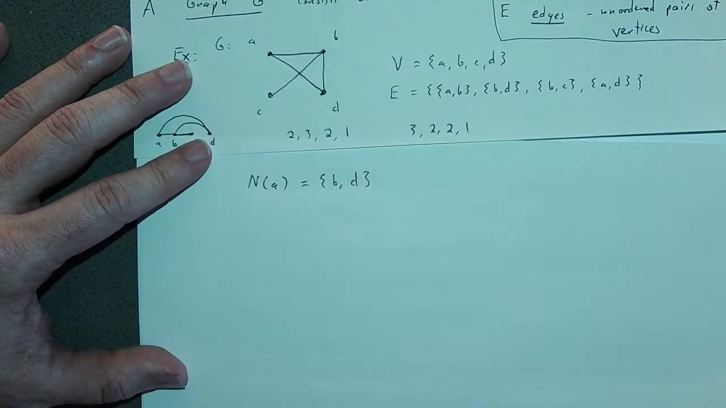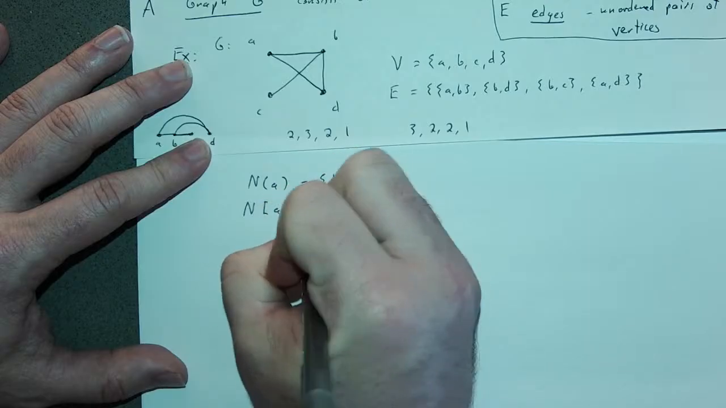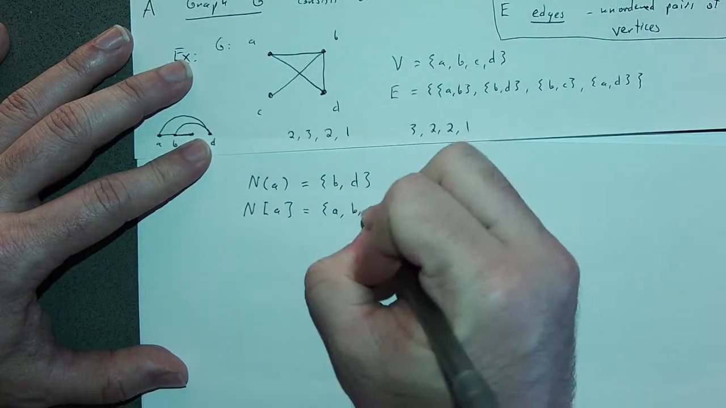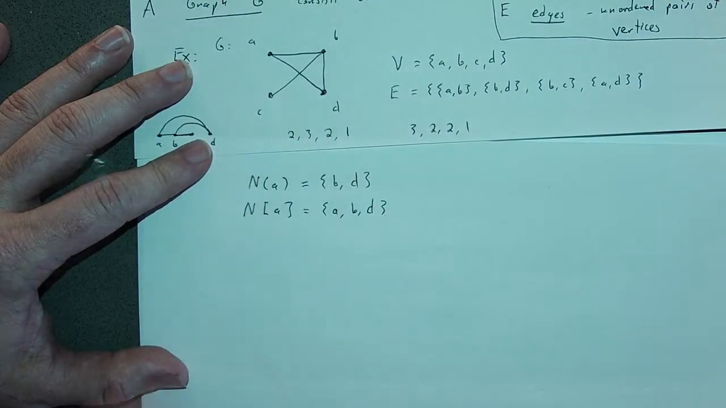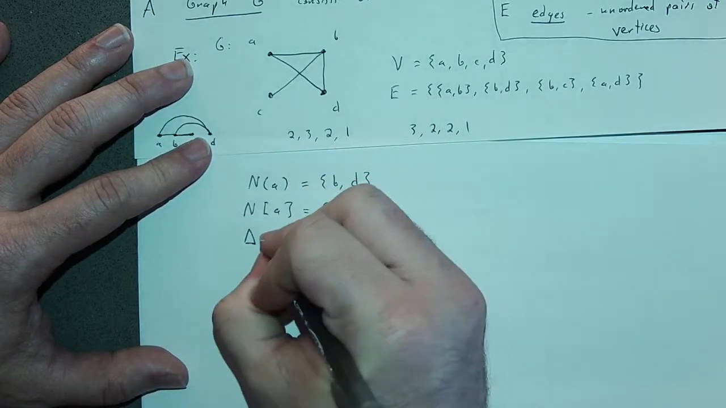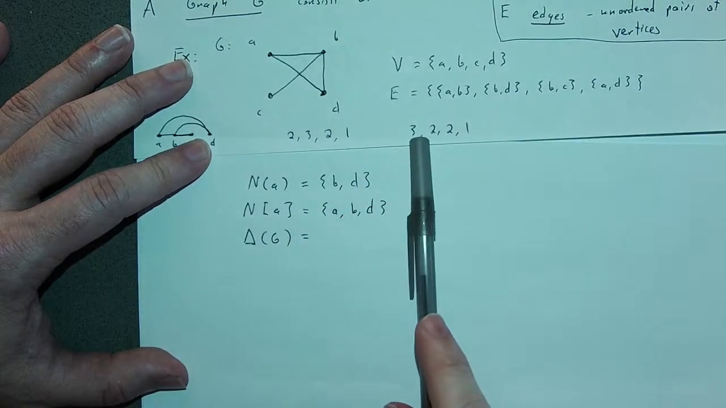What is the closed neighborhood of A? This would be the vertices adjacent to A and A itself. Okay. What is the maximum degree of the graph G? Well, there's its degree sequence, so 3.